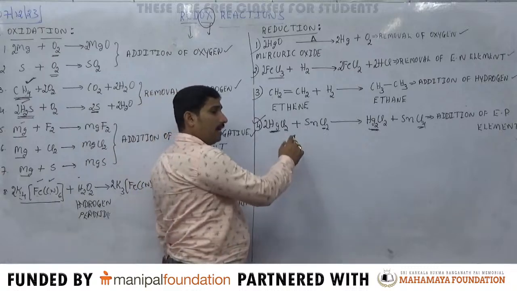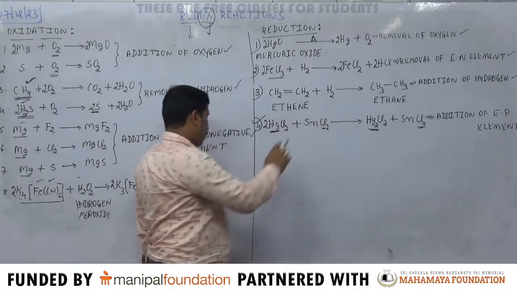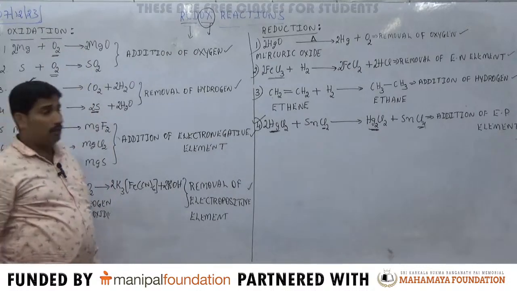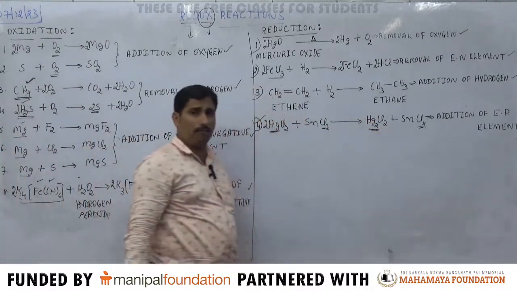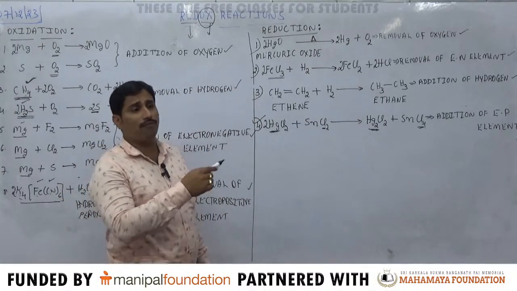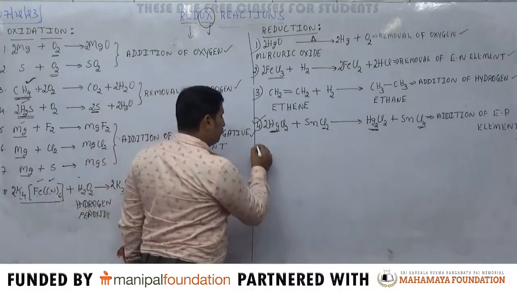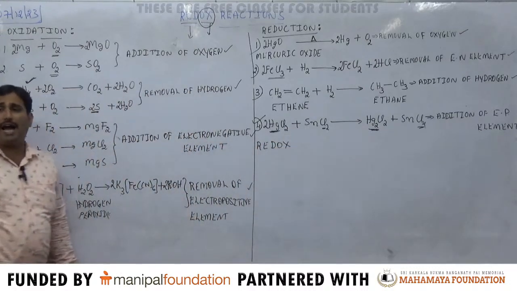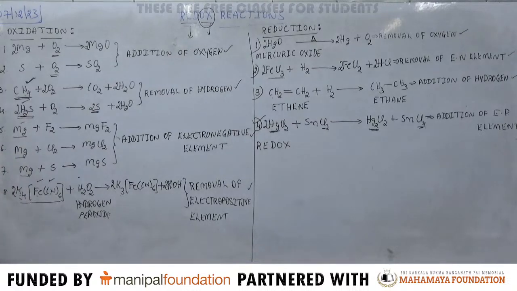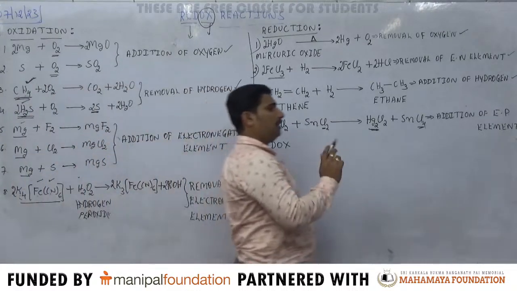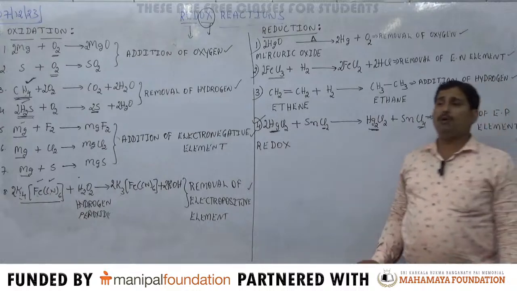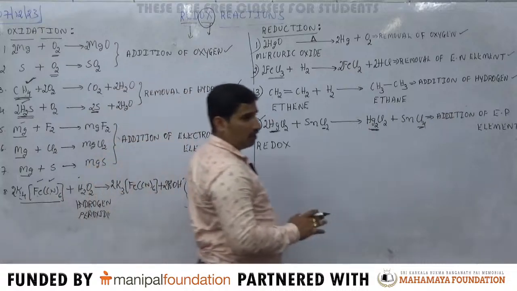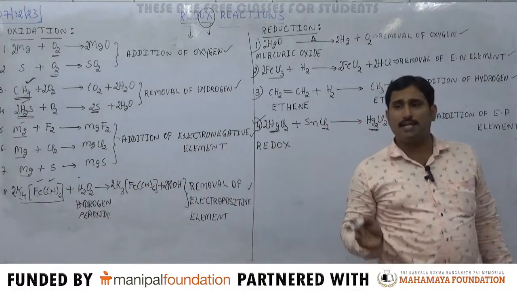That means there is an oxidation also. Addition of electronegative element is what? Oxidation. There is an addition of electropositive element and also there is an addition of electronegative element. So this is an example for the redox reaction because oxidation and reduction take place simultaneously. So what do you mean by redox reaction? It is a reaction in which the reduction and the oxidation take place simultaneously.